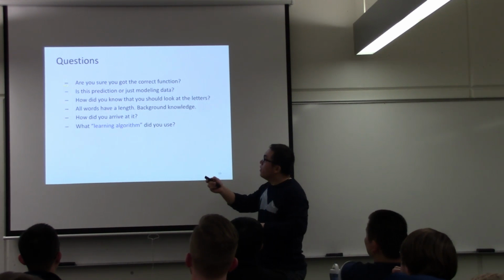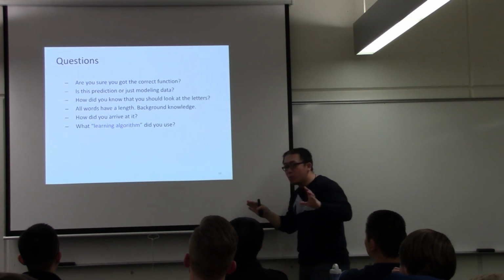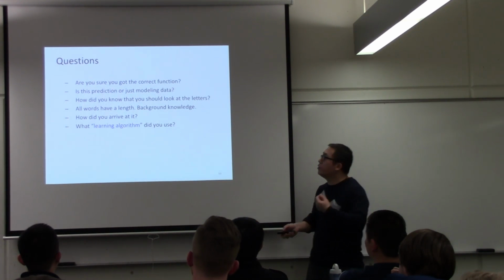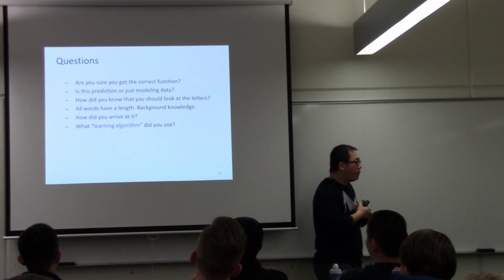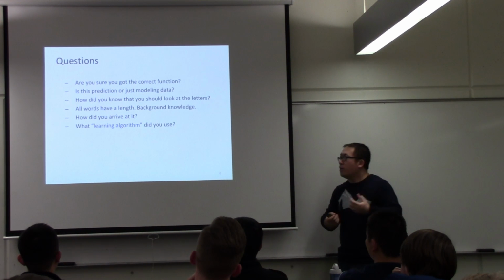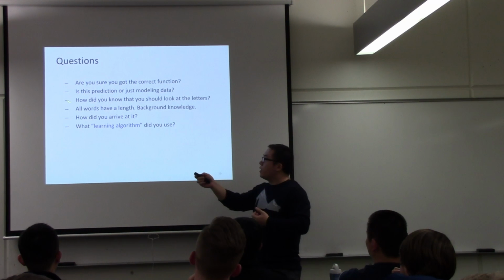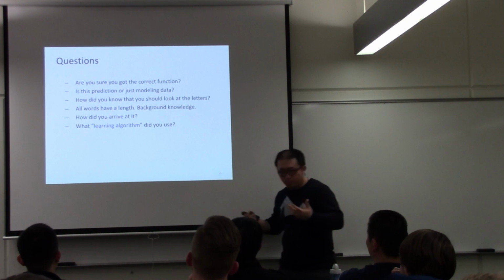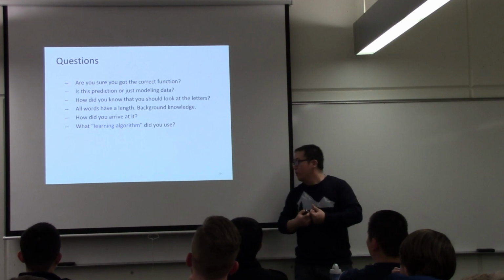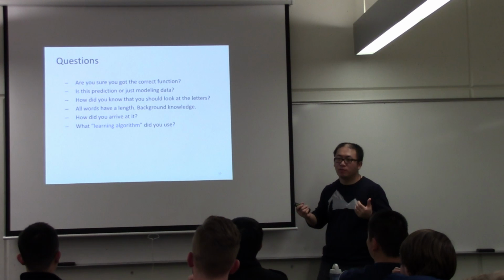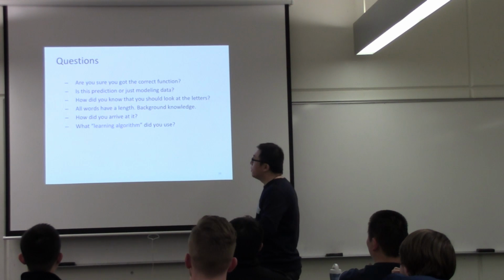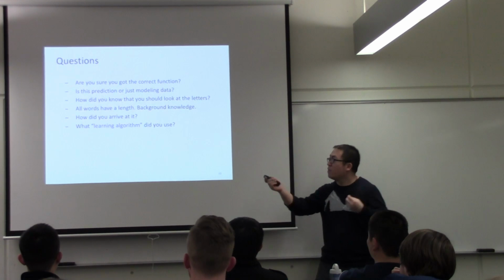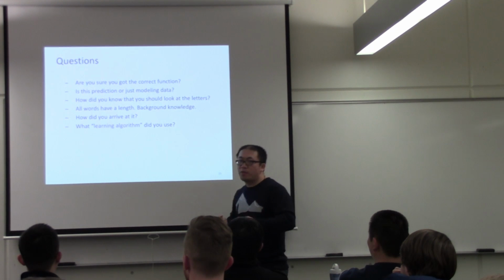And the fourth question regards the data representation. How do you know you should look at the letters of the names on the badges? How do you know you should use the length of the word to construct our function? Why should we use that? How do you know that those kinds of features are useful for our prediction?